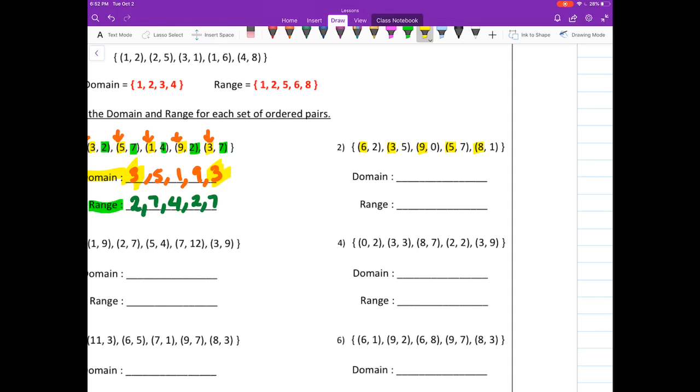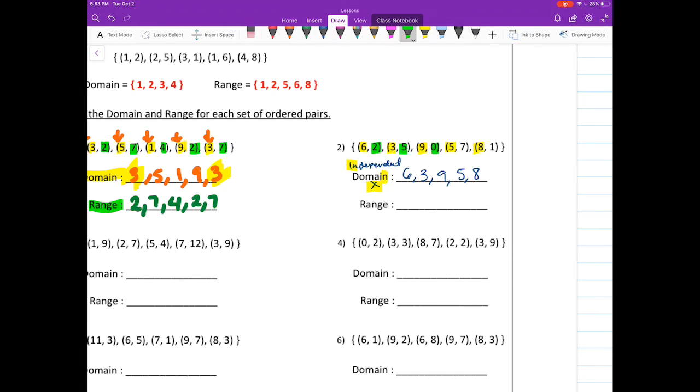Your domain is just your x's, right? Domain, in. Do you see that? Like your input. What do you input? You input x's. Independent is not your x's. So then you would put 6, 3, 9, 5, 8.